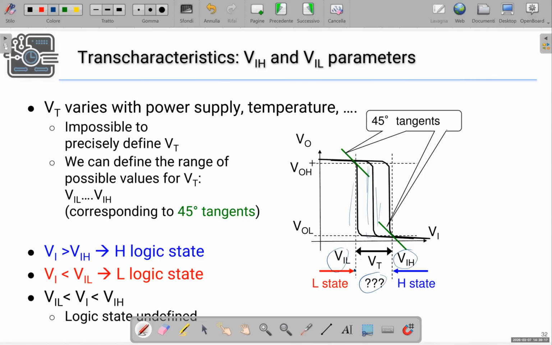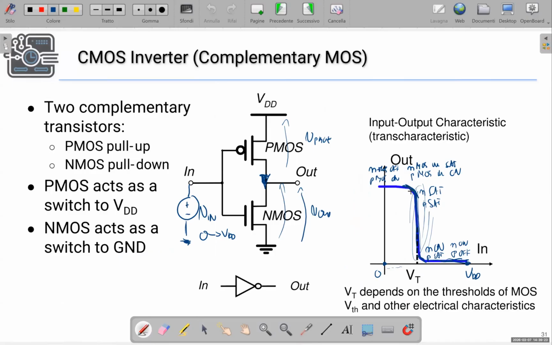Looking at this characteristic, to decide when we pass from a region in which we can reliably say that the output state is high to a region in which we can reliably say that the output state is low, we consider the point in which the slope of the transfer characteristic is minus 45 degrees. That is when a variation of the input gives rise to the same variation in the output voltage.